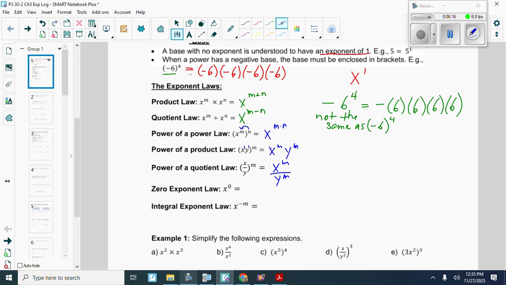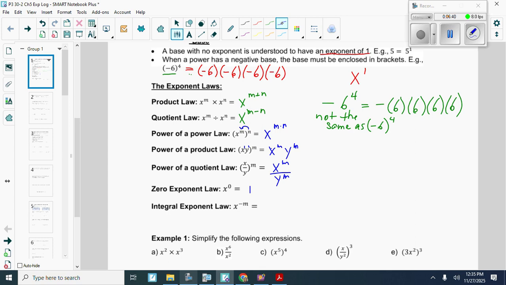Two more. What is anything to the power of 0? 1. Oh, it was a good try. Anything to the power of 0 is going to be 1. So if I said, what is 3,582 to the power of 0? It would be 1.